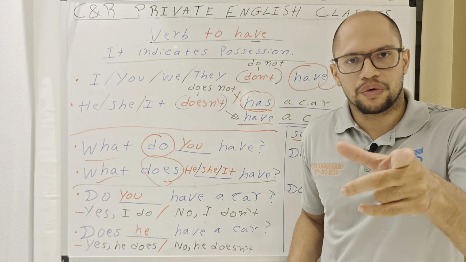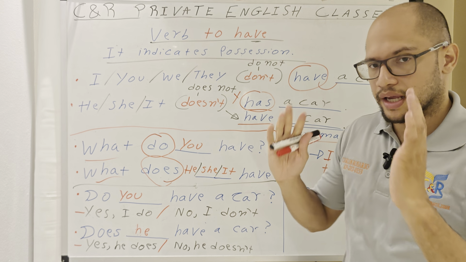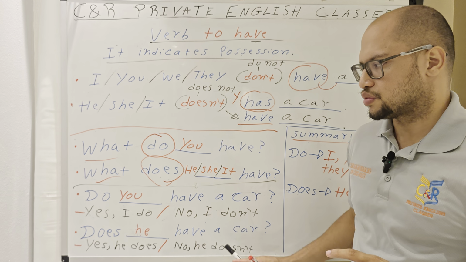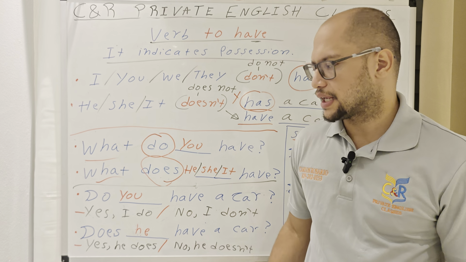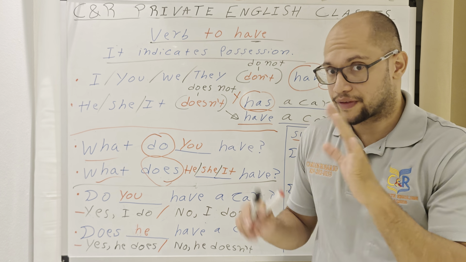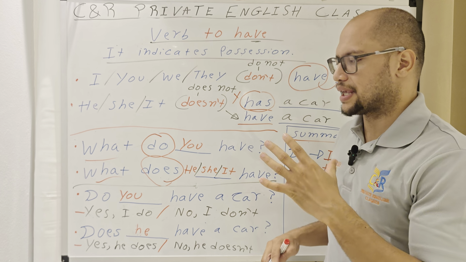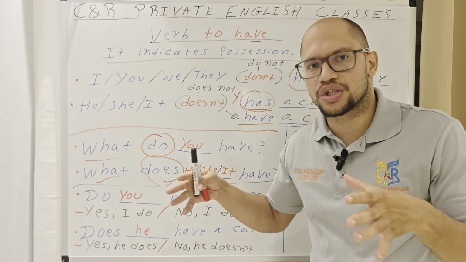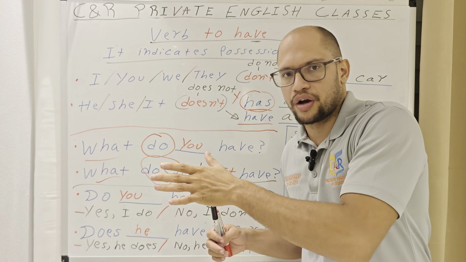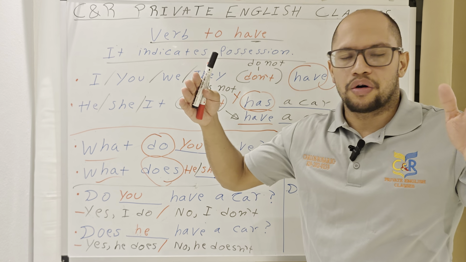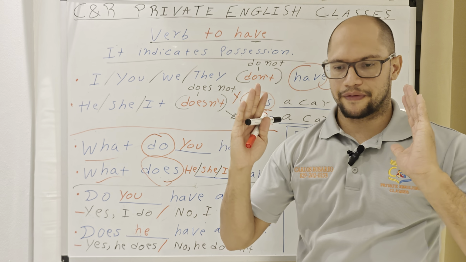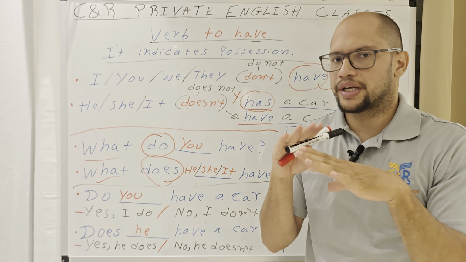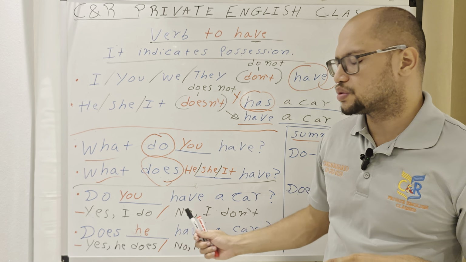Here, my intention is that you answer yes or no. You can say the short answer: yes, I do, no, I don't. Never say, yes, I have, no, I don't have. Don't say that. If you want to use have in the answer, you need to say, yes, I have a car, the long answer, or no, I don't have a car. If it is the short answer, you cannot say, yes, I have, or no, I don't have. Don't say that. Yes, I do.